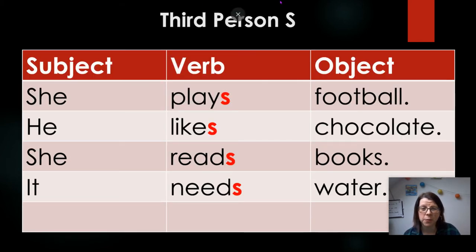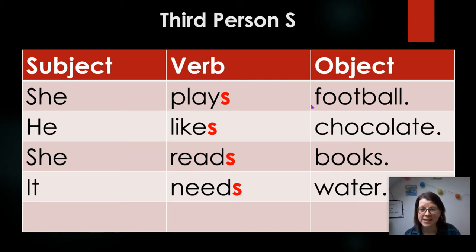One thing to note when we're using the present simple tense is the third person S. And this is something that lots of people, when they're learning English, forget. So when we're using the third person, the pronouns she, he, and it, we need to add an S to the end of our simple form of the verb. So she plays football, not she play football.